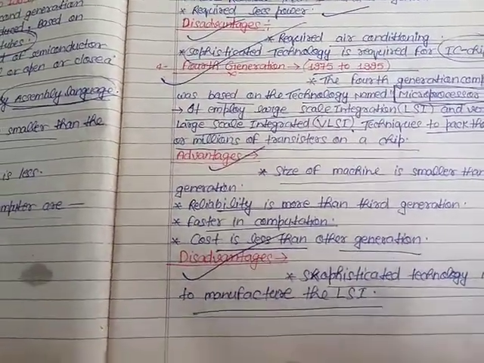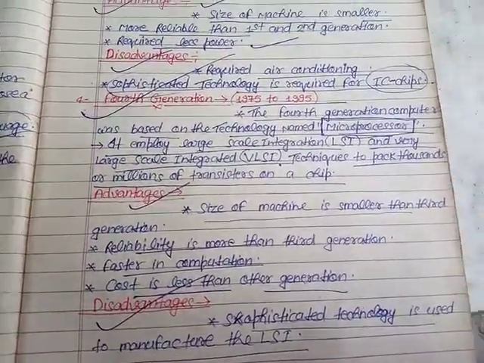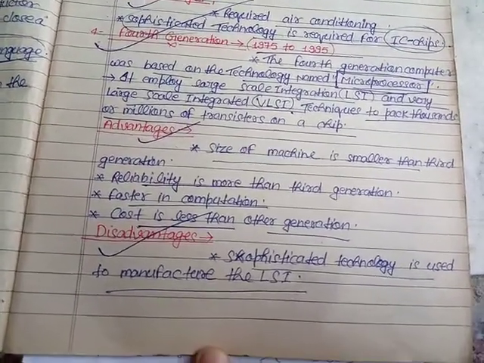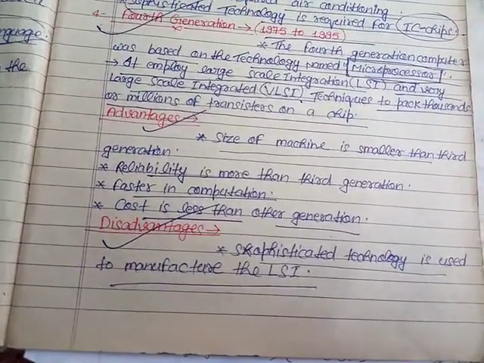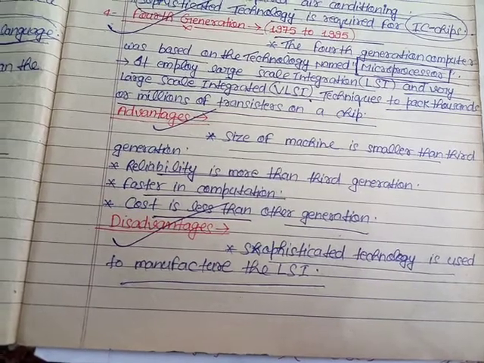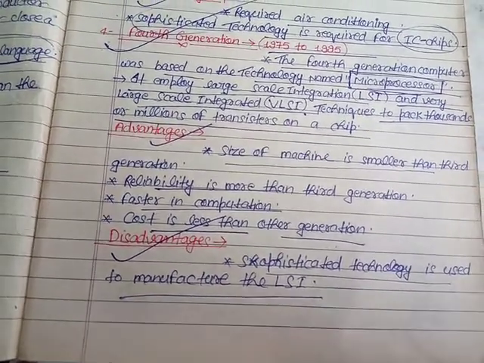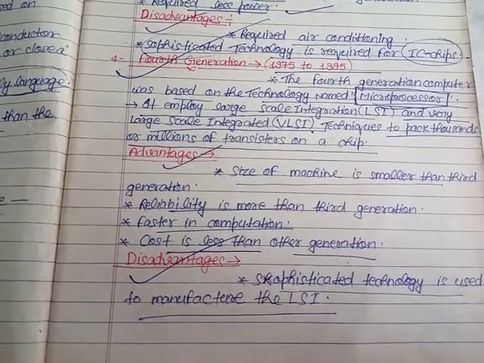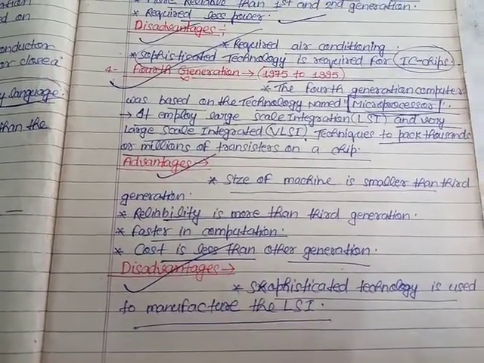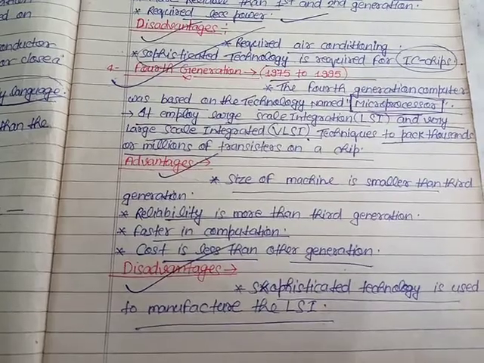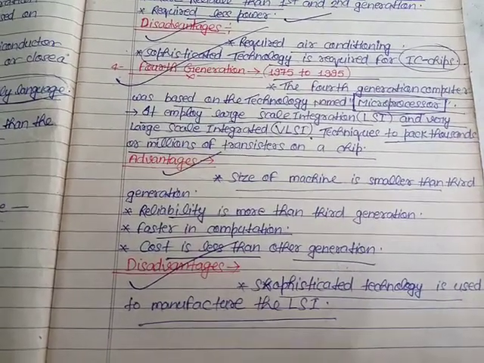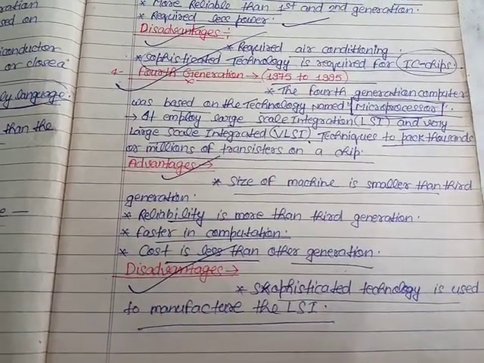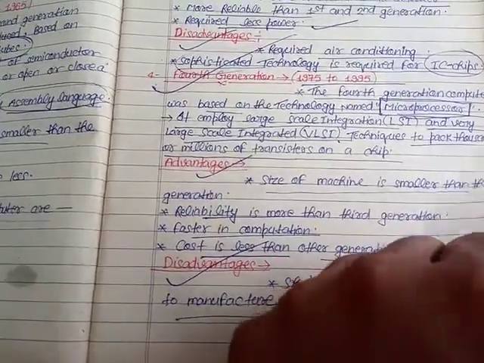Now some drawbacks are also included in fourth generation of computer, and that's why fifth generation was also introduced. You can see sophisticated technology is used to manufacture the LSI. VLSI and LSI technology is not easy to develop. It is not easy to manufacture or assemble. That's why it is a sophisticated technology. This is the drawback.